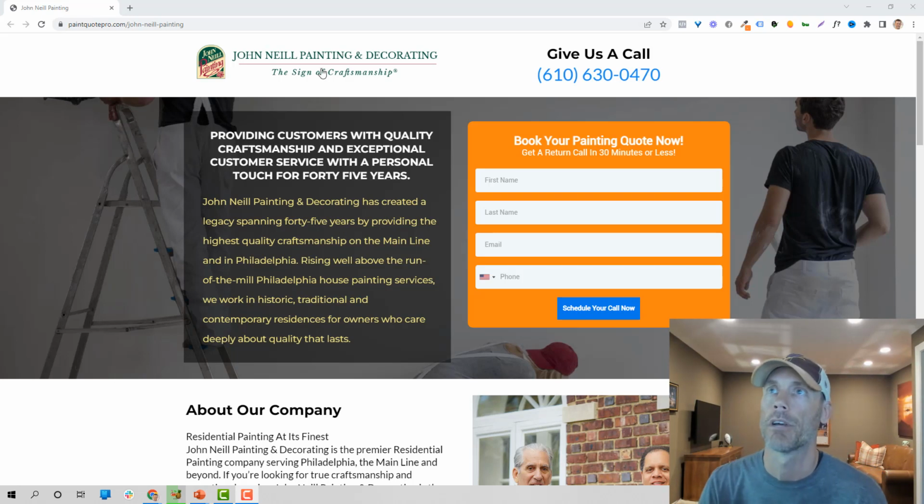So really the key components of any website landing page are going to be really simple. We want the who you are very quickly and easily read. We want the first call to action: give us a call, pick up the phone, dial. Second call to action to be very clear and obvious: hey, we want your information, first name, last name, email, and phone number. That way we can create an automation to follow up.